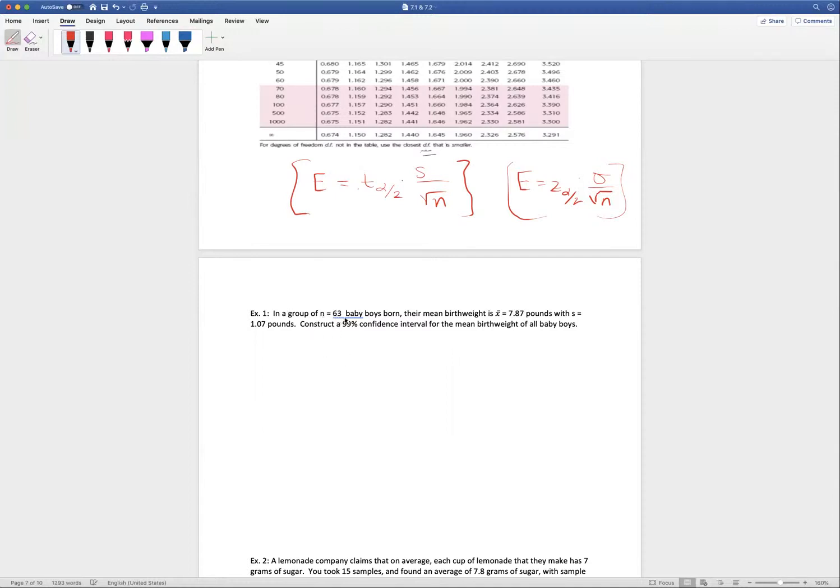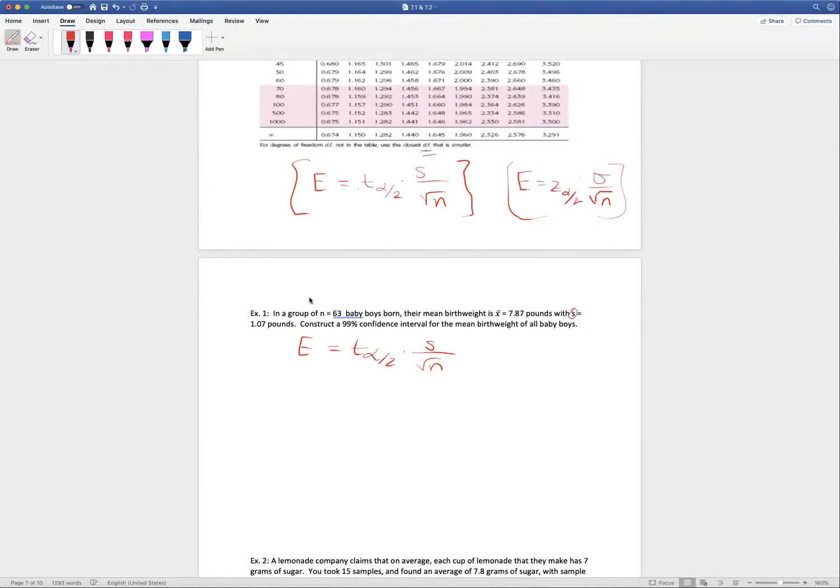In a group of n equals 63 baby boys born, their mean birth weight is x bar equals 7.87 pounds with s equals 1.07 pounds. Construct a 99% confidence interval for the mean birth weight of all baby boys. Okay, so let's say this is taking place in a particular hospital, and over a week they found that of the 63 baby boys born there, their mean weight is 7.87, and they have a sample standard deviation, this is the important part, of 1.07 pounds. Let's construct a 99% confidence interval for the mean birth weight of all baby boys. So E is equal to t alpha over 2 times s over the square root of n.